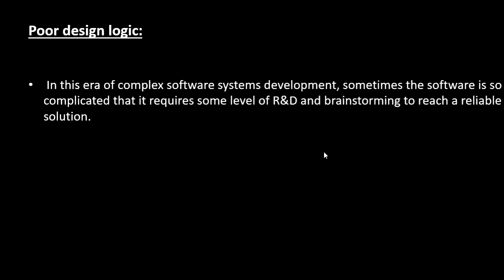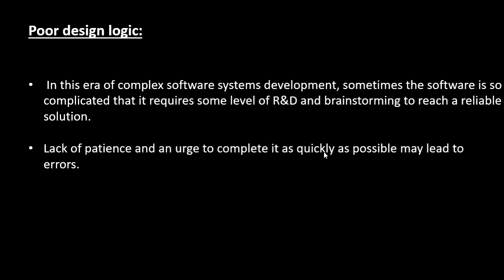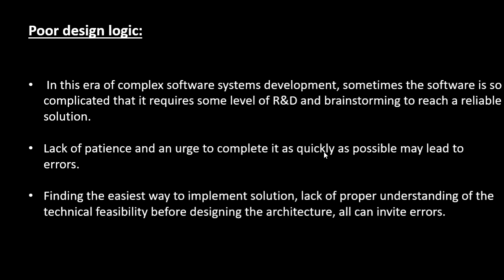The third one is poor design logic. In this era of complex software system development, sometimes the software is so complicated that it requires some level of R&D and brainstorming to reach a reliable solution. Lack of patience and an urge to complete it as quickly as possible may lead to errors. Finding the easiest way to complete the solution, and lack of proper understanding of the technical feasibility before designing the architecture, all invite errors.